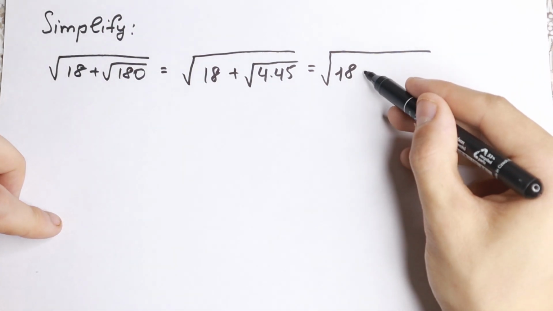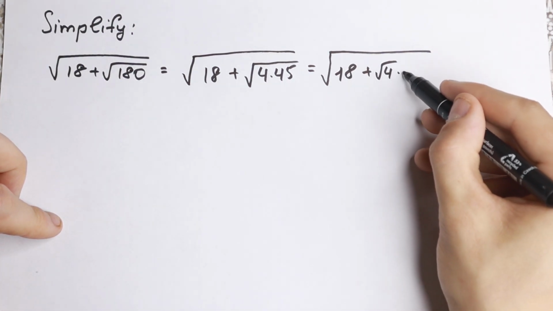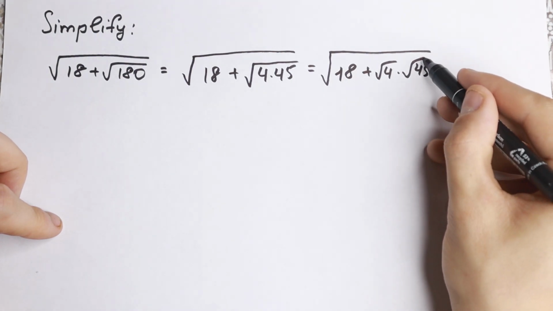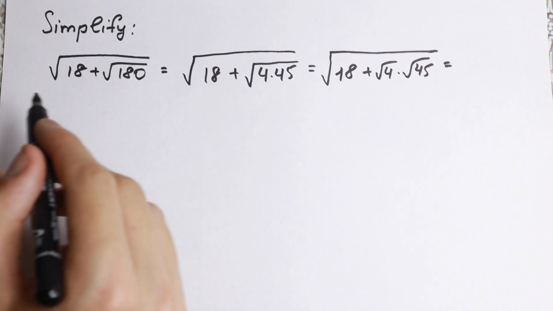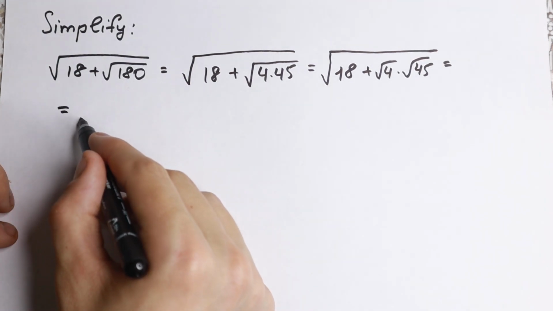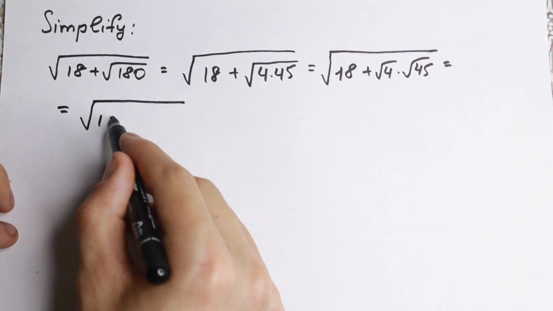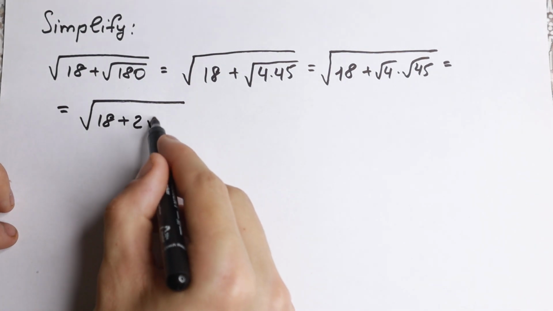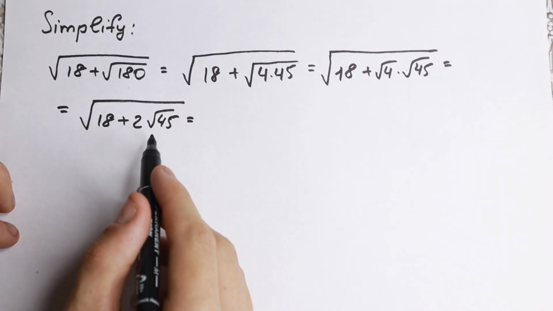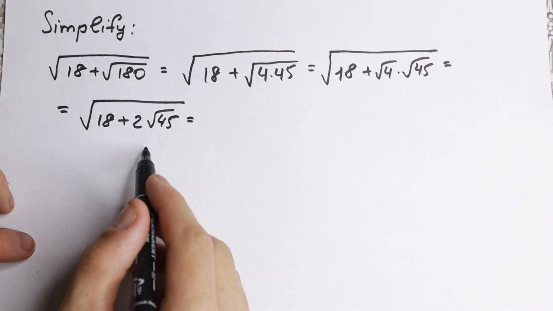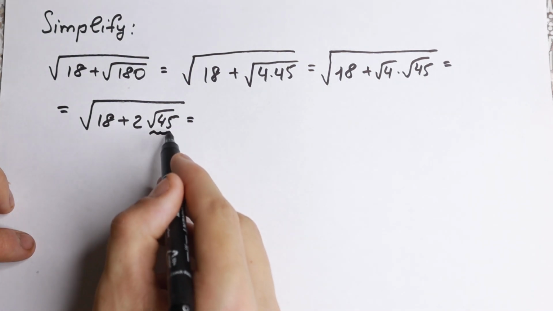So right now I want to use a rule to separate this square root sign. So we have square root of 18 plus square root of 4 times square root of 45. Step by step I just simplify this. Now this square root of 4 can be written as 2, so we can write it as square root of 18 plus 2 times square root of 45. So I hope you understand this step. Right now, let's simplify this square root of 45.